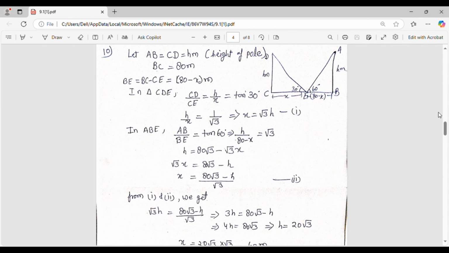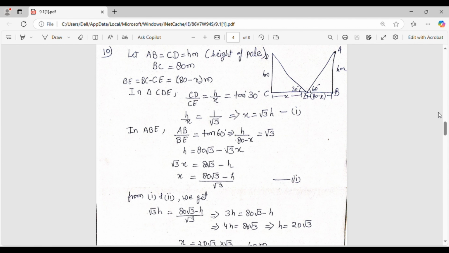So first we will draw the diagram. In diagram we can see AB and DC are the poles and E is the point on the road from where the elevation is calculated. So height is h meters and the distance BC is 80 meters. So BE is 80 minus x meters.